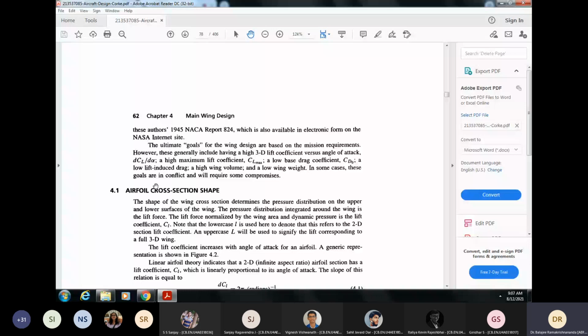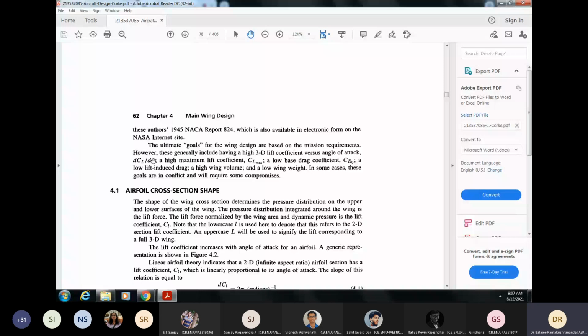Then high maximum lift coefficient, the CL max. You want to increase the CL max as much as possible, so you want to choose an airfoil which has high CL max. And you want to choose an airfoil which has high dCL by d alpha, very close to the theoretical value, which means a very thin flat plate will have the highest, but we can't have a flat plate.